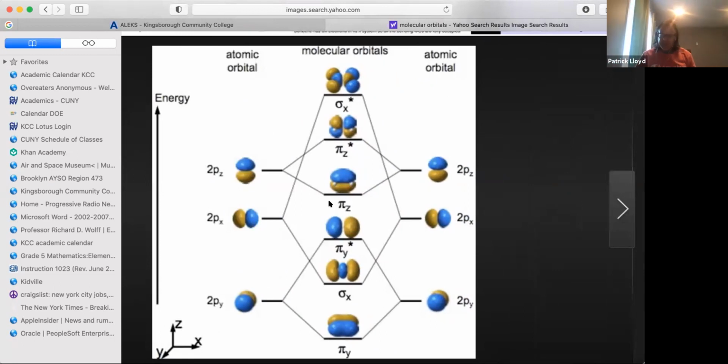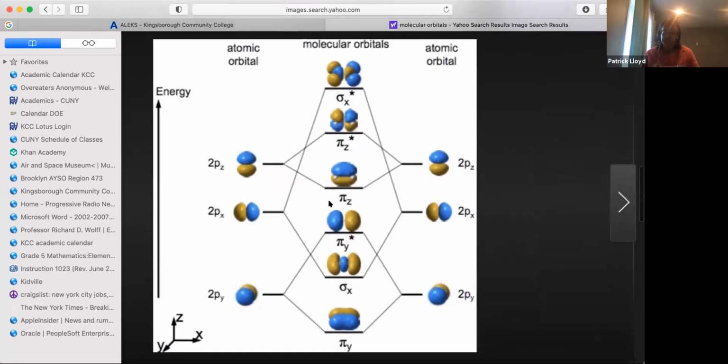So here's how it works out. This is one of the possibilities. Is if you take a look at how the p orbitals mix. Again, diatomic, so we're talking about two atoms. So on the left side, what are shown are three atomic orbitals from an atom. So it could be a carbon atom, for example. 2py, 2px, 2pz, okay? So those are your three atomic orbitals. And then on the right is 2py, 2px, 2pz. So that's the second atom.